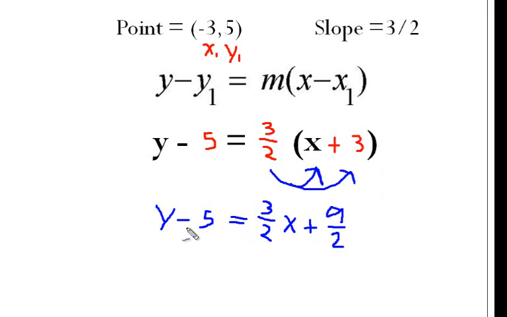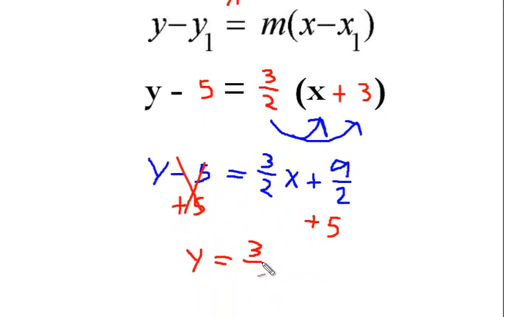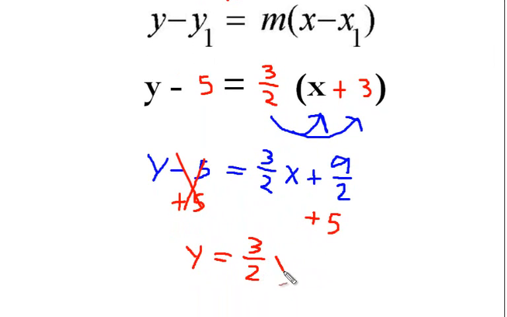Alright, next we're going to add 5 to both sides to cancel out this minus 5. So add 5 to both sides. Okay, that's going to cancel out this term here. I'm going to get left with y equals 3/2 x. And this right here, 9/2 plus 5 is 19/2. You can keep it as a fraction or you could turn it into a decimal. As a decimal, it would be 9.5.